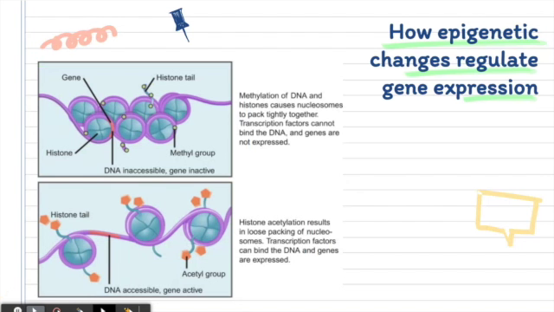How epigenetic changes regulate gene expression. Methylation of DNA histones causes nucleosomes to pack tightly together. Transcription factors cannot bind to the DNA and genes are not expressed. Histone acetylation results in loose packing of nucleosomes. Transcription factors can bind to the DNA and genes are expressed.